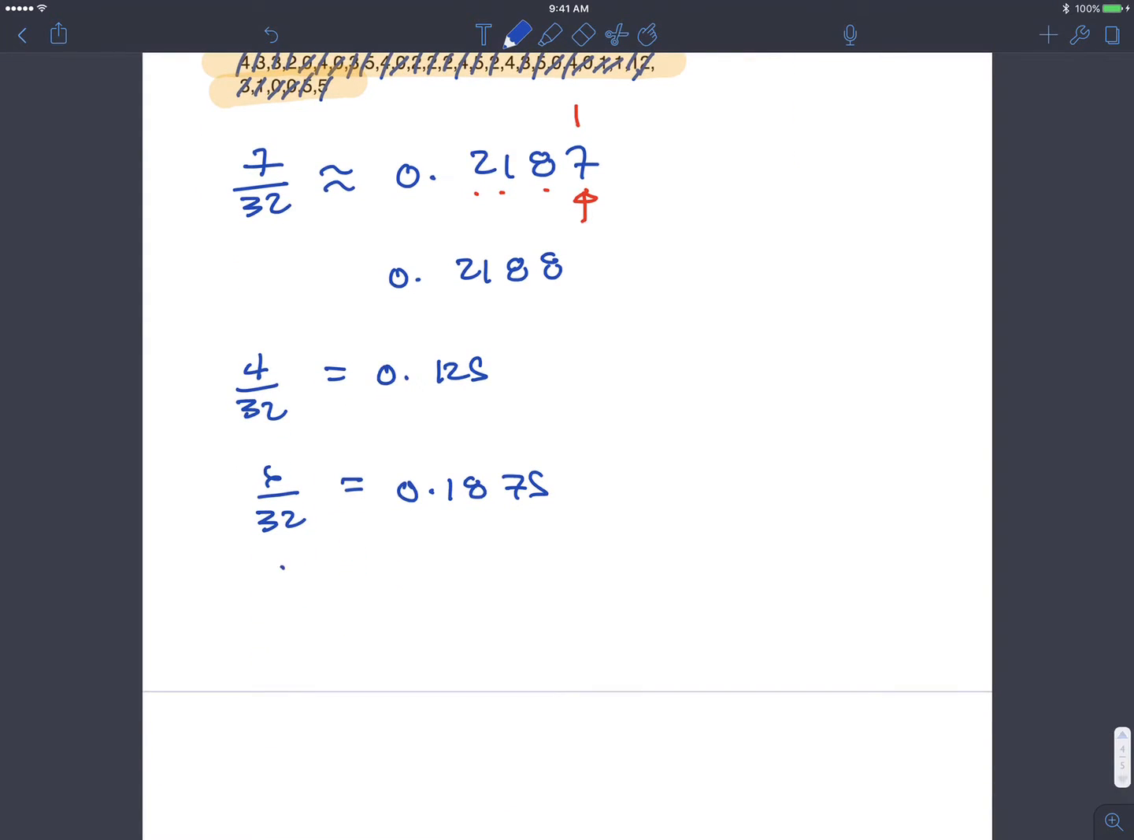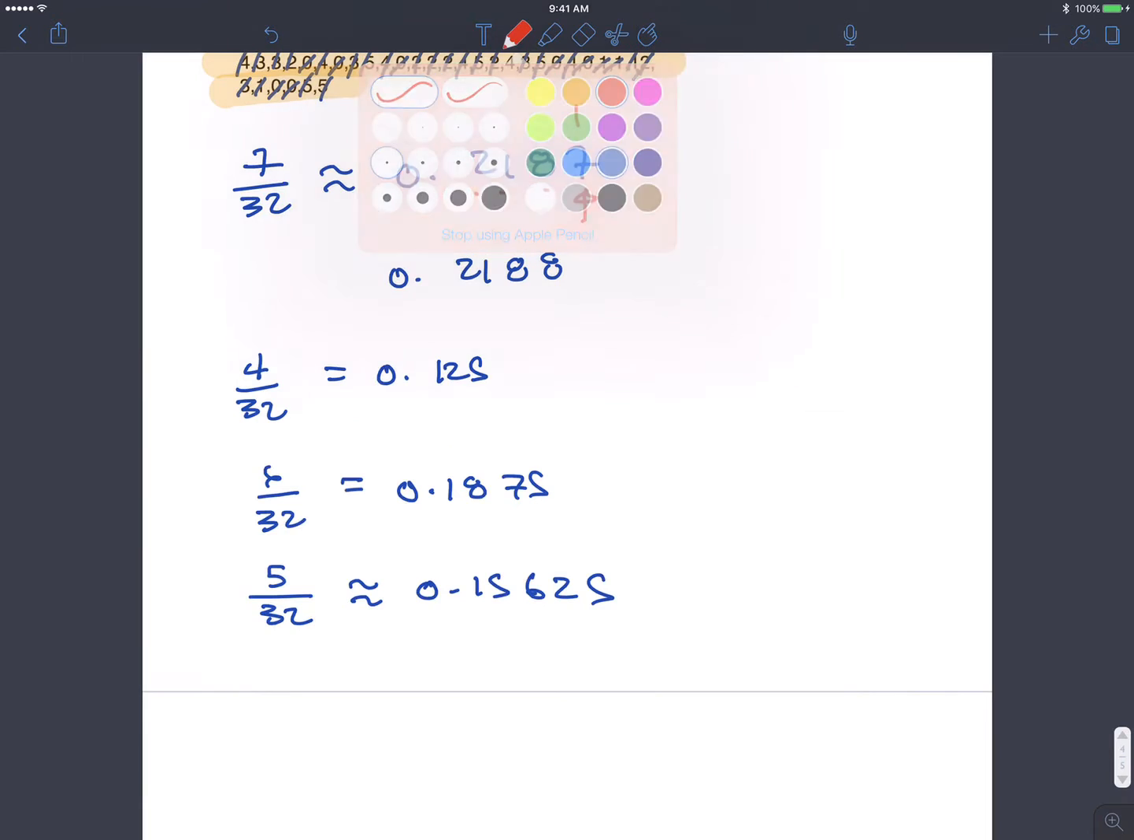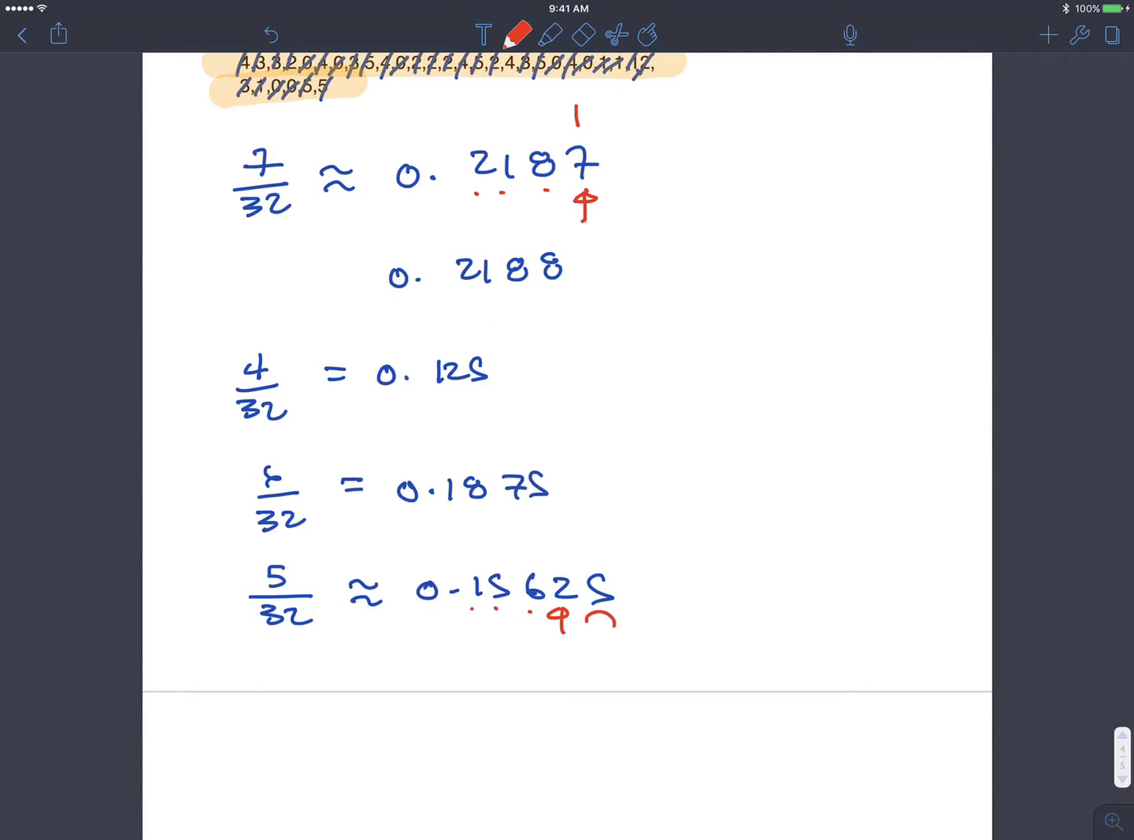And then finally, 5 over 32. We'll see what this becomes approximately. It is 0.15625. So now here, 10 thousandths. Here's a 5. We add 1 to the 2. Forget about the 5. And this is how we're going to approximate this. This is going to be 0.1563. Okay, so 0.1563.